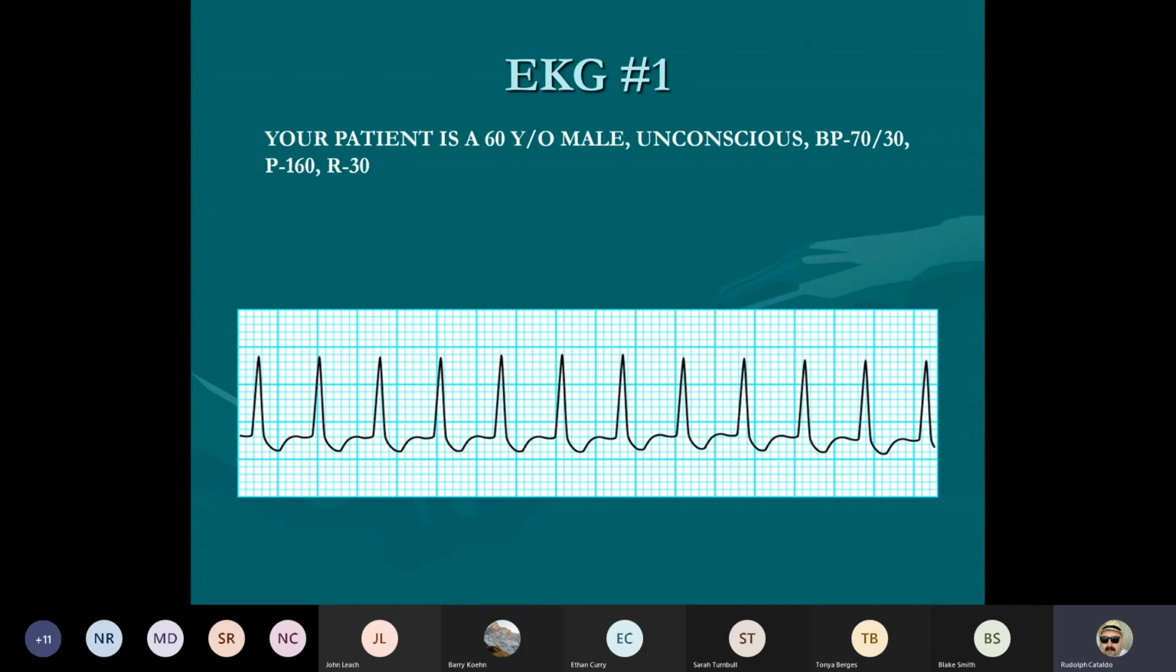Your patient is a 60-year-old male, unconscious, BP is 70/30, heart rate is 160, respirations at 30. Sarah, walk me through this. What's my main concern here with this patient? The heart isn't able to relax, refill. It's going right back into it. Okay. There's no space to allow the heart to refill, to relax. I'd agree with that. So if you had to look at that rhythm, Sarah, what would you call that rhythm?